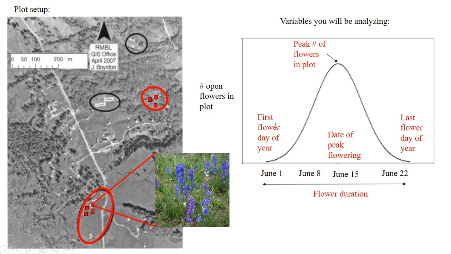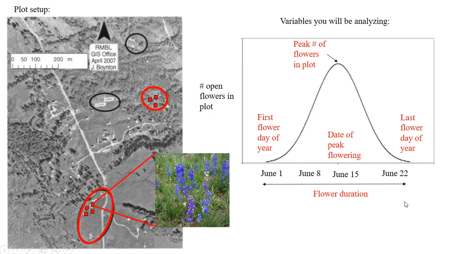So using a plot like this, we can define several variables here. Right, we can say, okay, when was this plant first flowering in this plot? That'd be the first flower day of the year. We can say when did it stop flowering in that plot? That would be the last flower day of the year. We can say what were the most flowers we ever saw at one time in that plot, and that would be the peak number of flowers. And we can also say when was that peak, right? In this case, it would be around June 15th, so it would be the date of peak flowering.